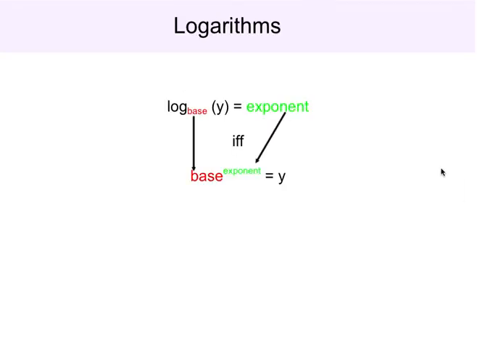The next thing we're going to talk about are logarithms. A logarithm is written like this. Log of y to a base of b is equal to the exponent. So to translate a logarithmic expression into an exponential expression, you take the base from the log, you raise it to the exponent, which is what a log is, and it's equal to the argument, y.